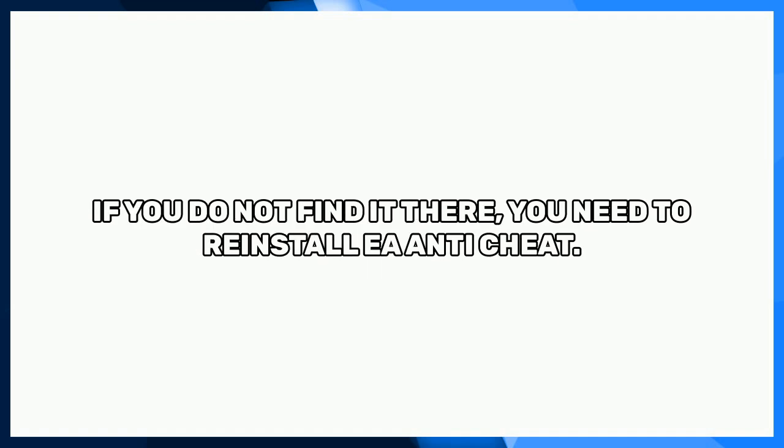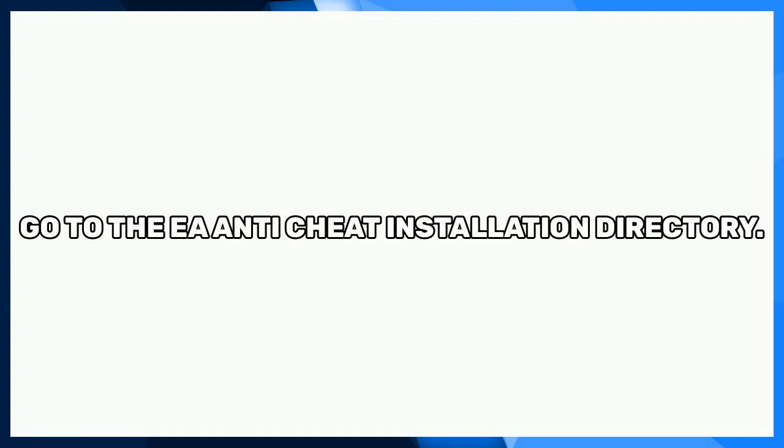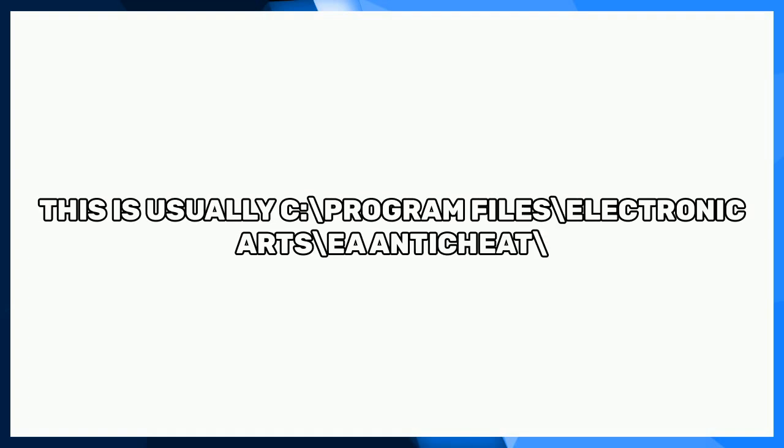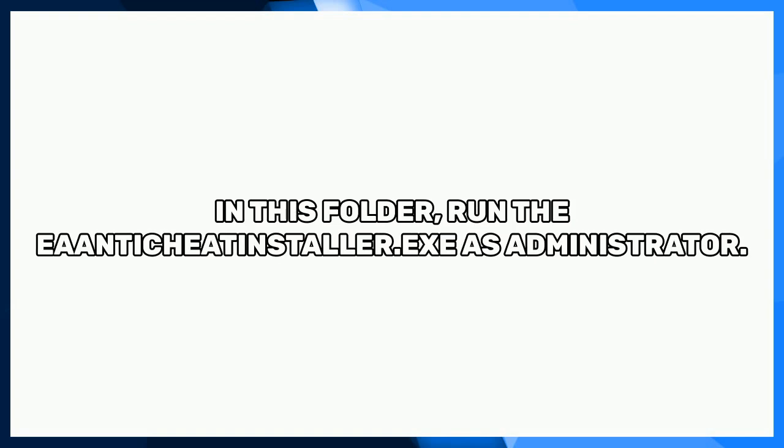Go to the anti-cheat installation directory. This is usually C program files Electronic Arts anti-cheat. In this folder, run the anti-cheat installer exe as administrator.